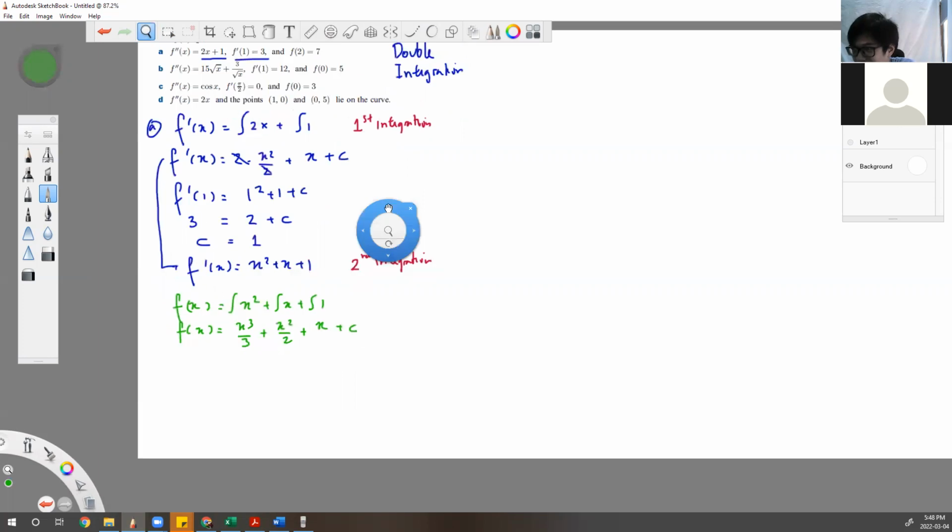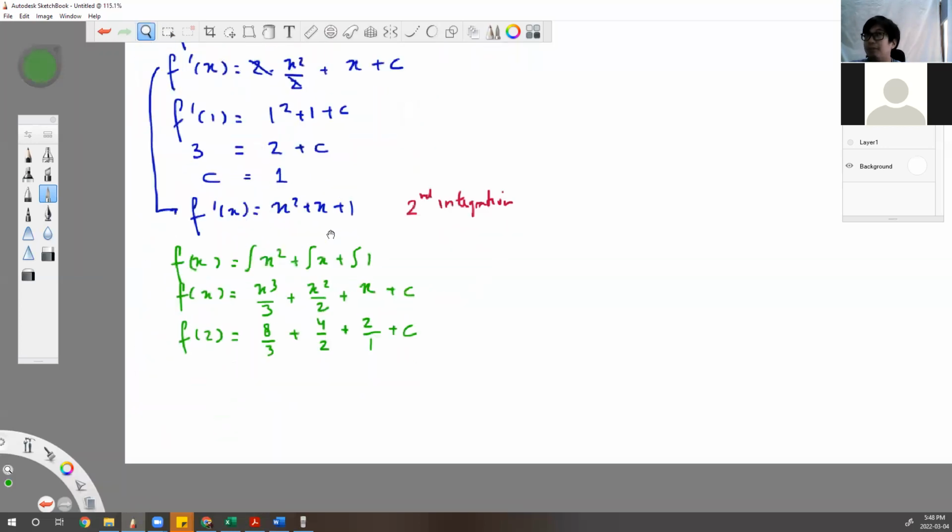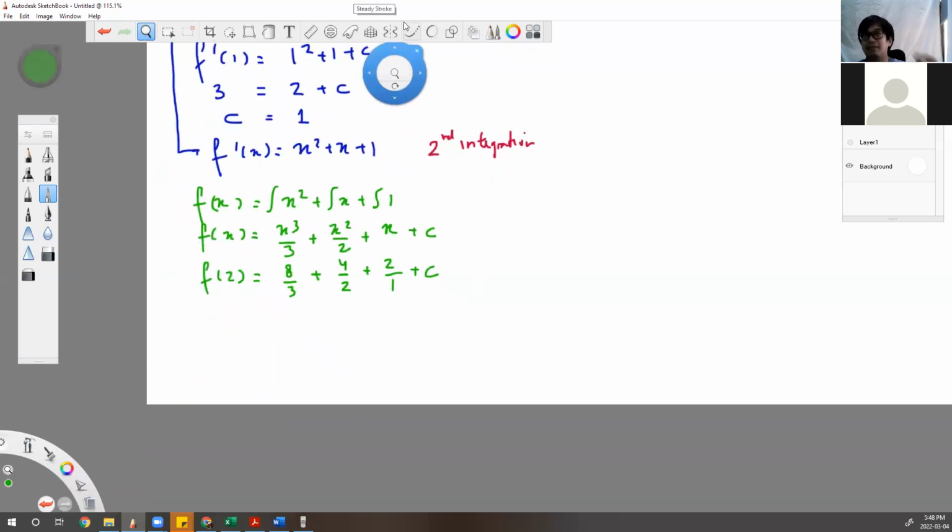The other c, of course, right? Not this c, a different c. And f(2) equals 7. f(2) equals 8 over 3, plus 4 over 2, just put the x as x cubed: 2 cubed is 8, 2 squared is 4, plus 2 over 1. So you know that this will use the addition of fractions. You multiply by something to make the denominator equal. Times 2, times 2, times 3, times 3, times 6, times 6, right?